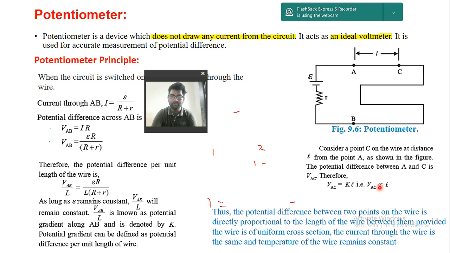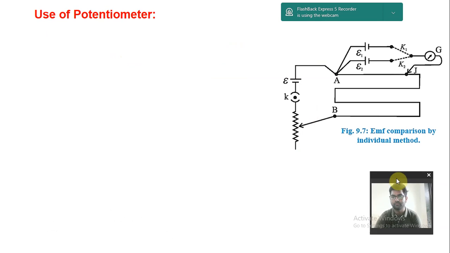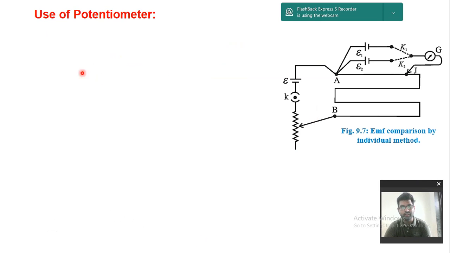Now we will see how we measure the EMF by using this principle. The principle you understood now: E is directly proportional to L. So use a potentiometer. We will study this in the next lecture, because the video is becoming too large and it will not be able to transfer. So I am closing it here.